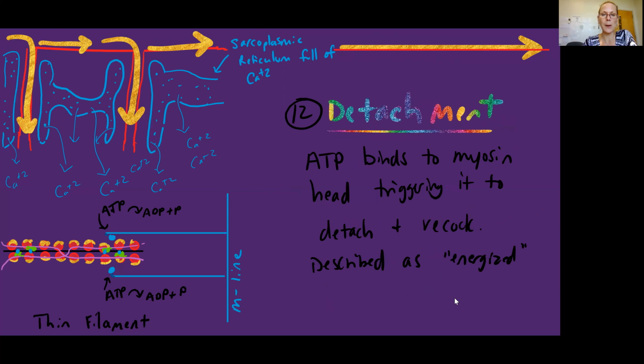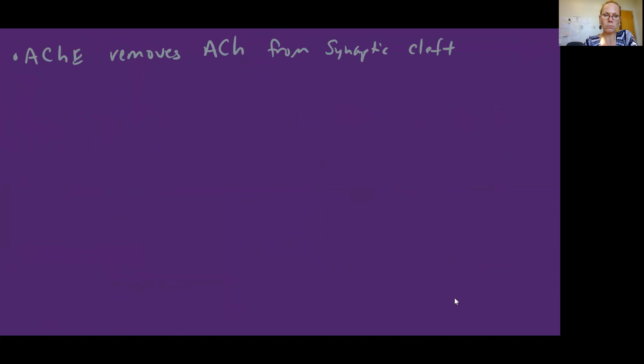Then a new ATP molecule comes in to bind. It is hydrolyzed by the myosin head, which means it's broken down into an ADP and a phosphate. That energy is stored inside that myosin head. It's detaching and recocking, so it's described as energized. That's always the starting point for that myosin head. So you've had cross-bridge formation, you've had power stroke, and then detachment. That's one contraction cycle.